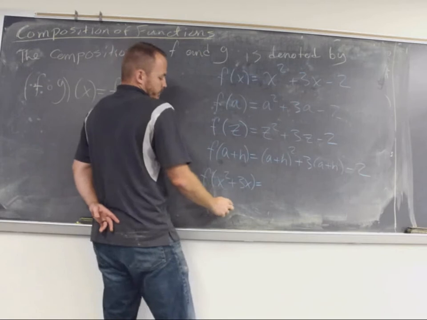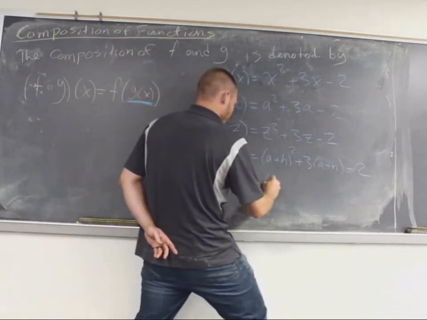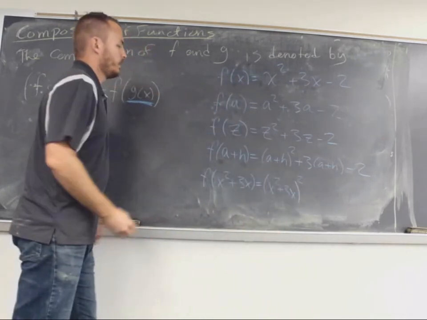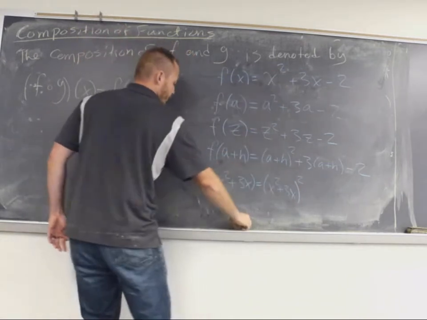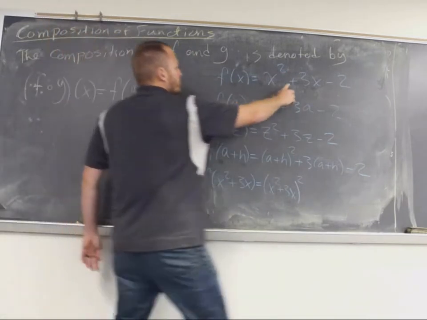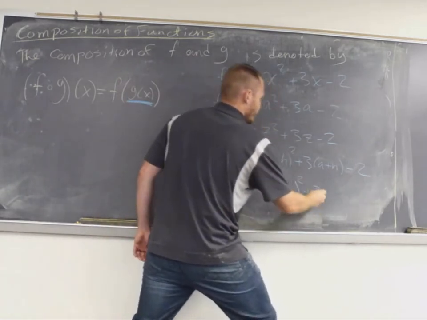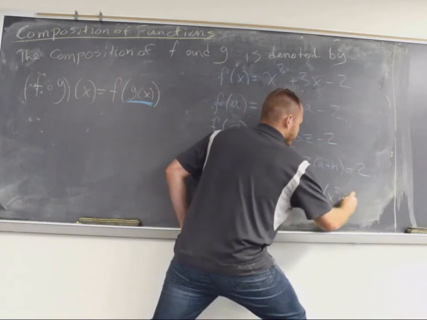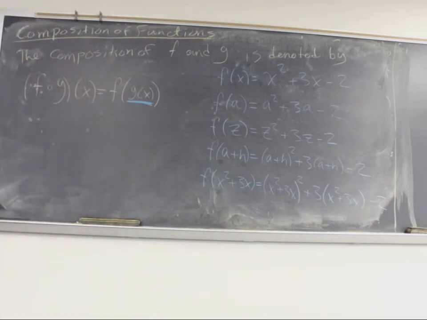So let's start. I get x squared, but that x now is x squared plus 3x, and all of that is squared. So this x became this thing. And then now plus 3x, but that x is now this, so plus 3 times x squared plus 3x, and then that minus 2 is on the outside. All right, hopefully we're getting the hang of that.